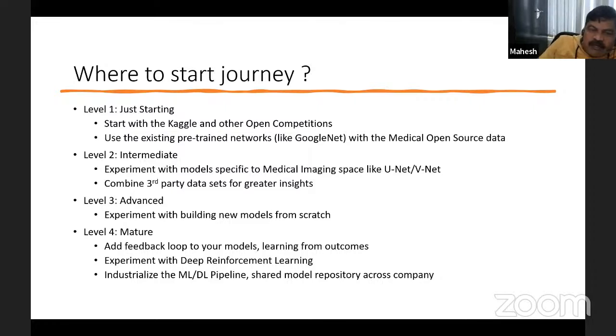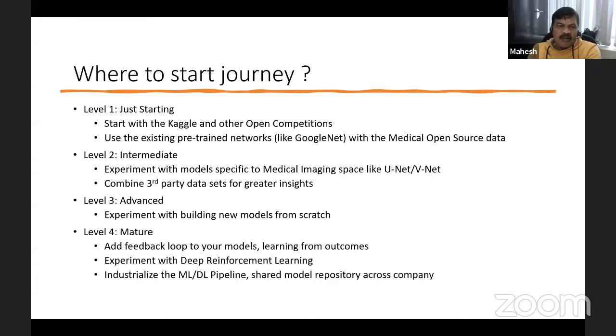Then combine third-party data for greater insight. So the database you can change. In this way you can keep experimenting. After that, you will become an advanced learner. At that time you can propose your new model. That is level 3.